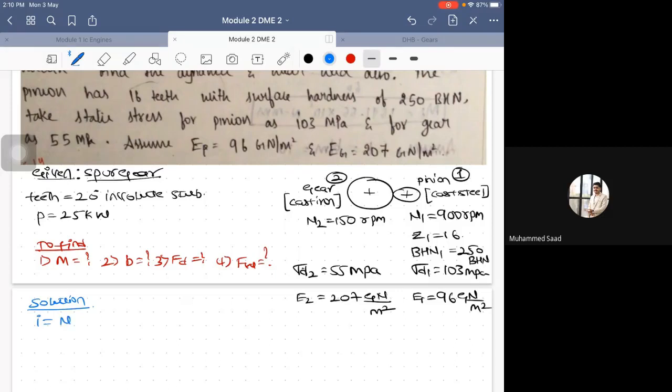ratio, which is given by N1 by N2. So N1 is 900 divided by N2, which is 150. So the velocity ratio: the zeros get cancelled, 15 over 15, 6. So I guess it is 6. Am I right? Yes, sir. Once I is known, I is given as Z2 by Z1. From this, you can calculate the value of Z2, which is I into Z1, that is 6 cross 16, that is 96 teeth. So the value of Z2 can be identified.